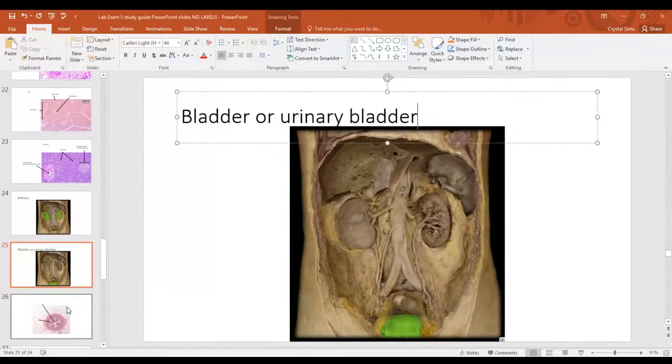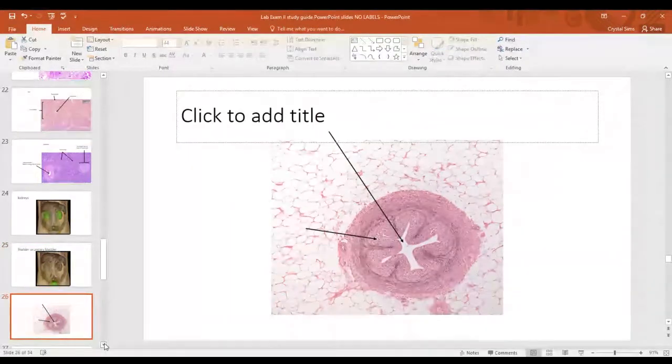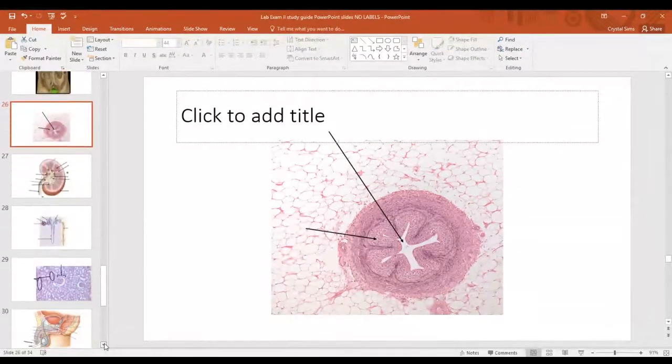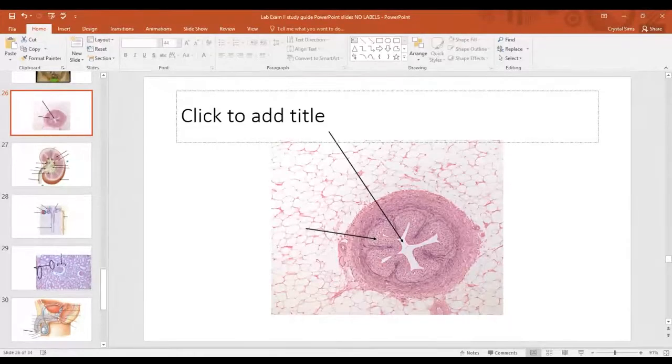You said the pancreatic islet. Can you write that out for me? Yes, I can. Thank you. That's the one to the right.